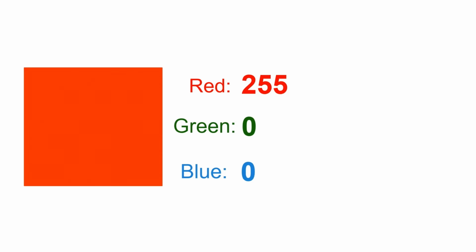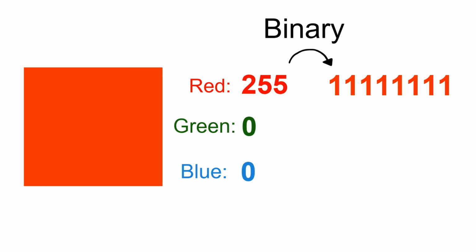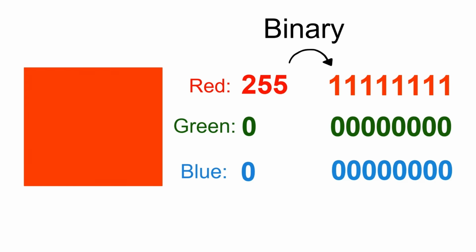These numbers make sense to the computer like this: 255 in binary, 8 ones, 0 in binary, 8 zeros, and 0 in binary, 8 zeros.